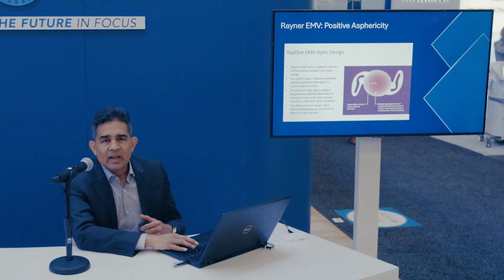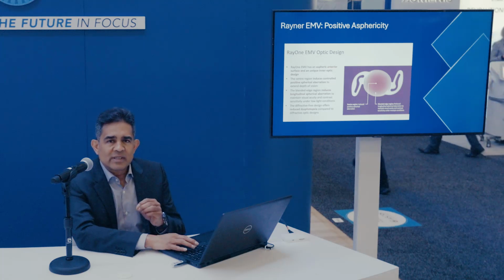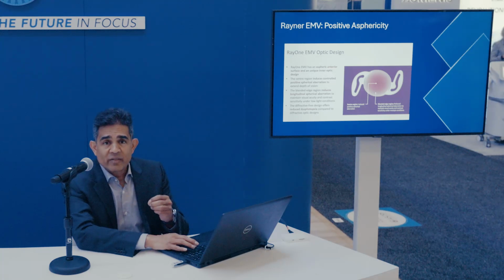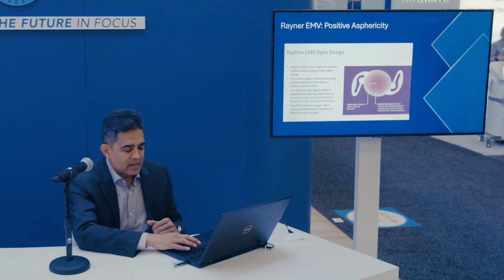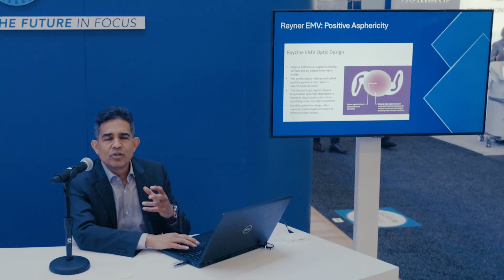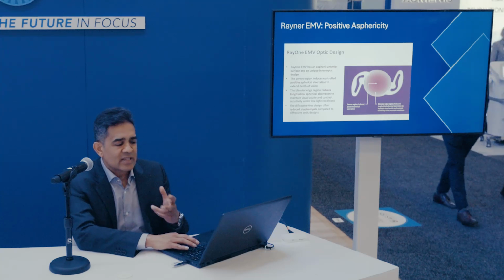Rayner EMV is another lens that many of us may not have heard of, but what's unique about this lens, it actually creates positive asphericity. If you go from the periphery of the lens toward the center of the lens, whereas most lenses tend to induce more negative asphericity, this particular lens creates positive asphericity.